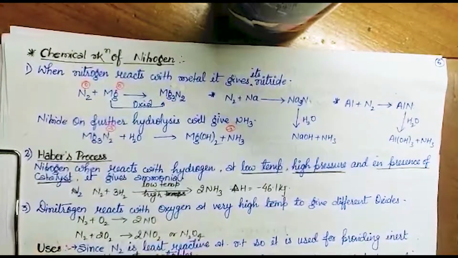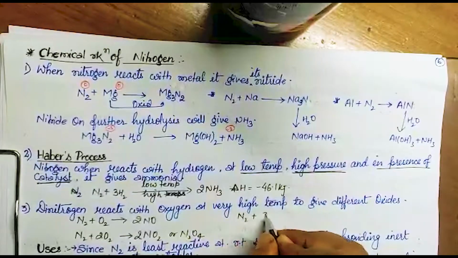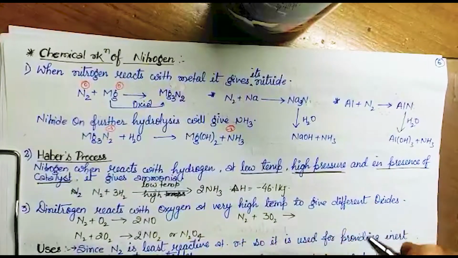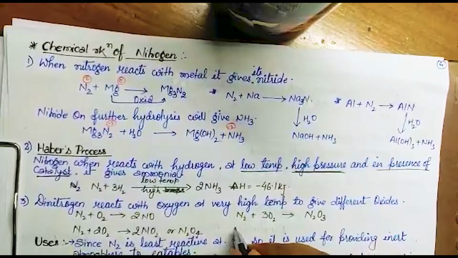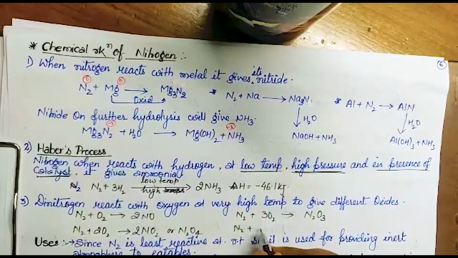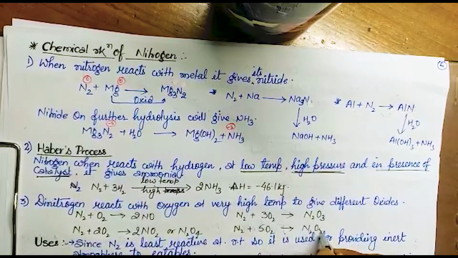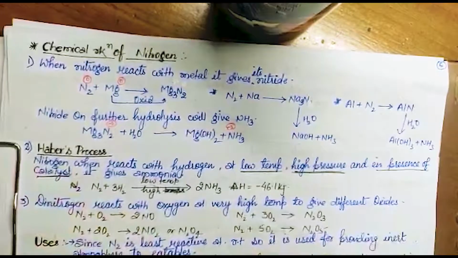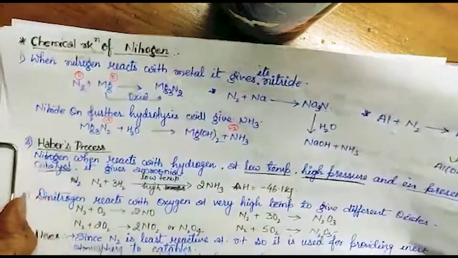2NO2 or N2O4 you can say. Another, if N2 is reacting with 3O2, what will it form? Simple, this will form N2O3. And if N2 is reacting with 5O2, what will it form? N2O5. So it depends on how many moles it is reacting with.